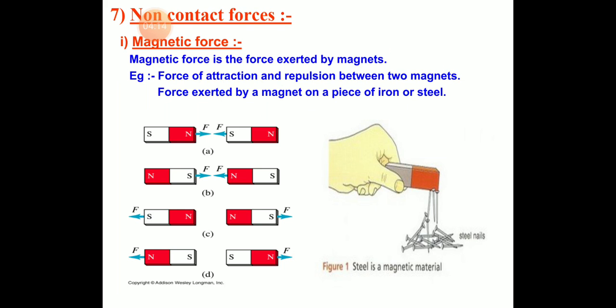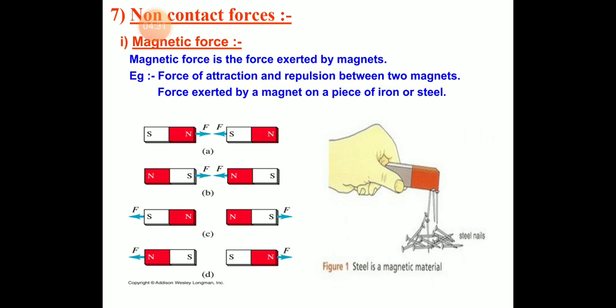Non-contact force. Magnetic force is the force exerted by magnets. Because of the force of attraction, two magnets can attract each other if they have opposite poles, and two magnets can repel each other if they have the same pole facing each other.